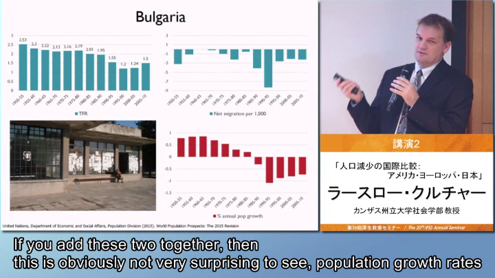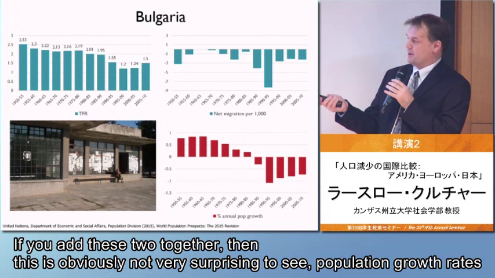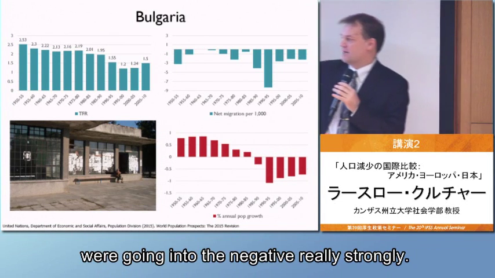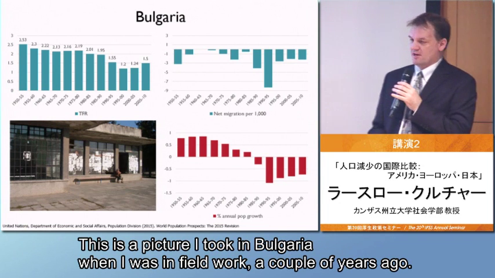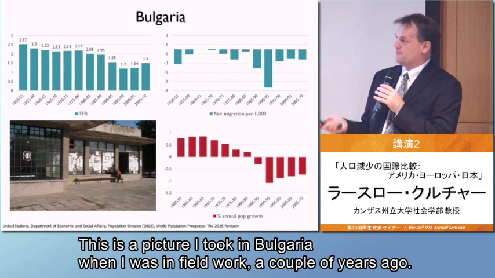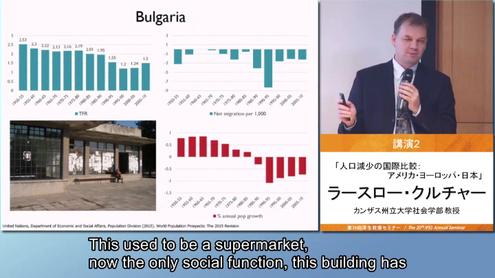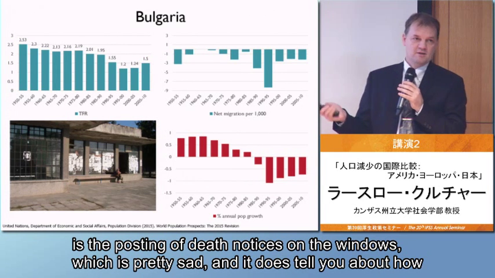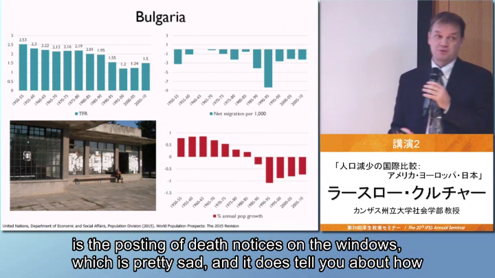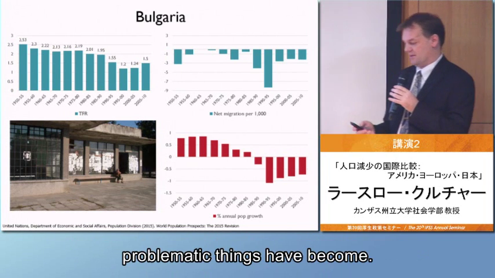If you add these two together, it is obviously not very surprising that population growth rates went strongly negative. This is a picture I took in Bulgaria during fieldwork a couple of years ago. This used to be a supermarket. Now the only social function this building has is the posting of death notices on the windows, which is pretty sad. And it does tell you how problematic things have become.